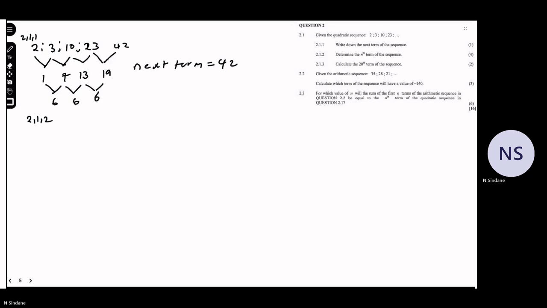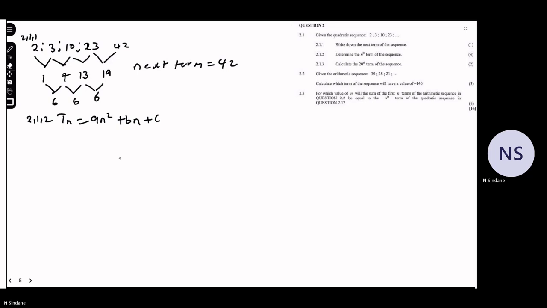Now, question 2.1.2. Determine the nth term of the sequence. They want to know your general term, your formula. So in this case, we know that this is a quadratic. It must be in this format. Tn is equal to an squared plus bn plus c.